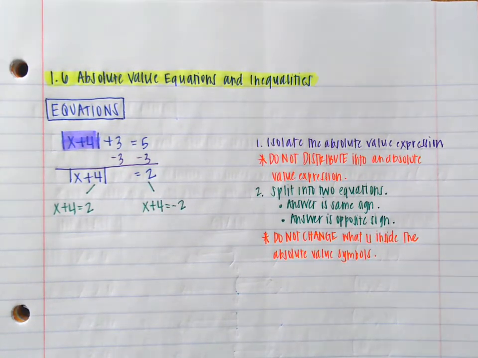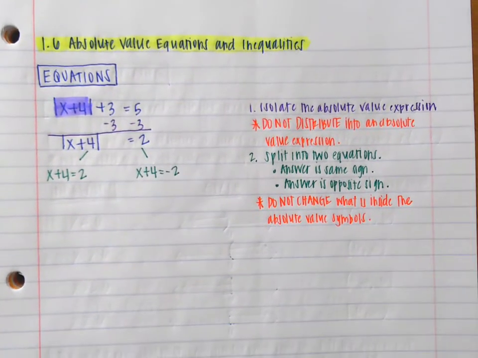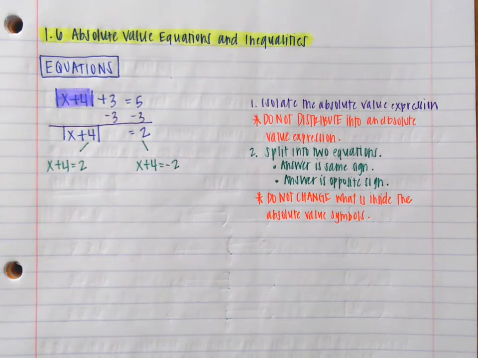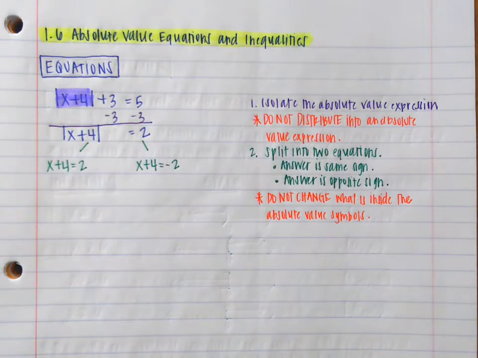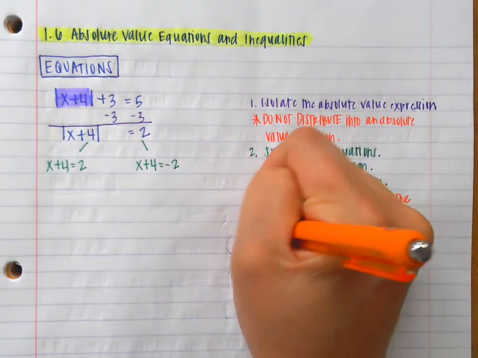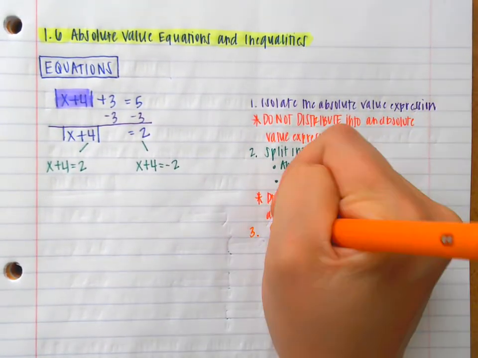Okay, so now basically the easiest step is just to solve each equation separately. So let me get another colored pen here. And that's my step 3. Solve each equation separately.